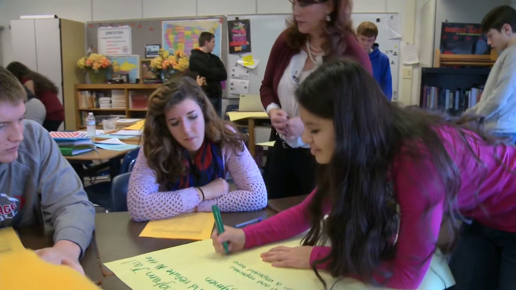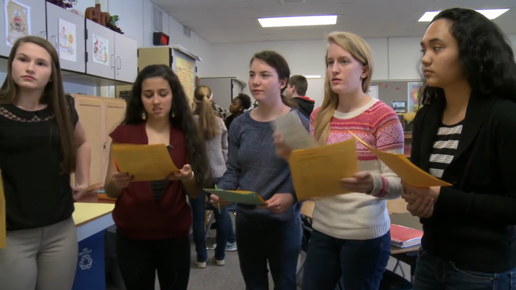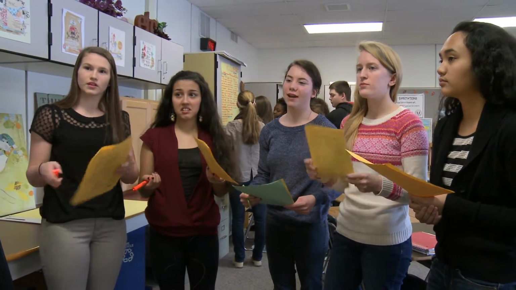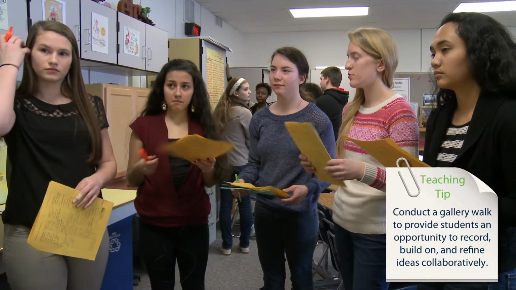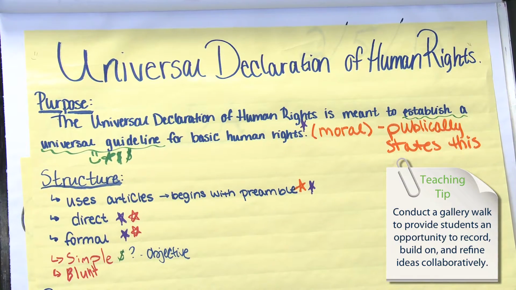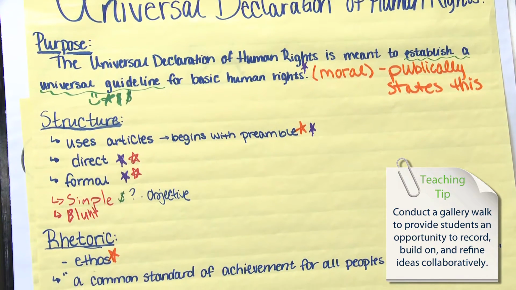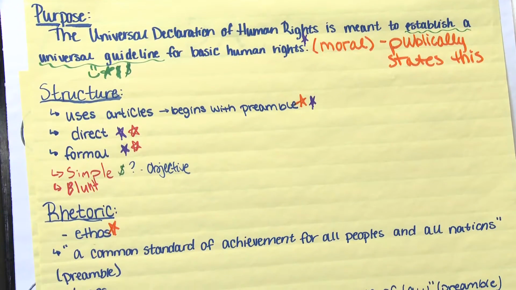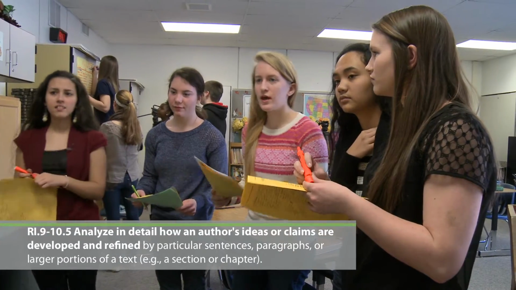Yes, that sounds good. The purpose: the Universal Declaration of Human Rights is meant to establish a universal guideline for basic human rights. Yeah, you could say guidelines, or you could add moral standings for people. So I can just put "moral" in parentheses. Yeah. For structure, it starts out with a preamble and then it lists the articles. Yep, the articles begin with the preamble, direct, formal. Okay, what they have is good. So should we start that to show that we agree? Yeah, that's a good idea.